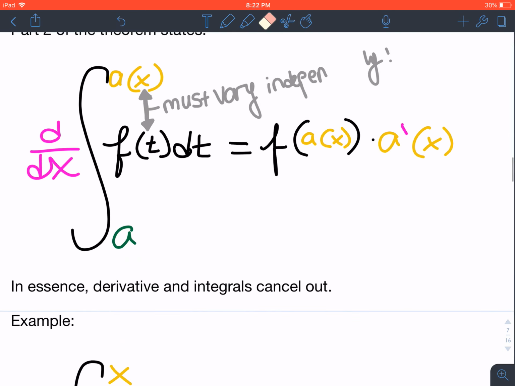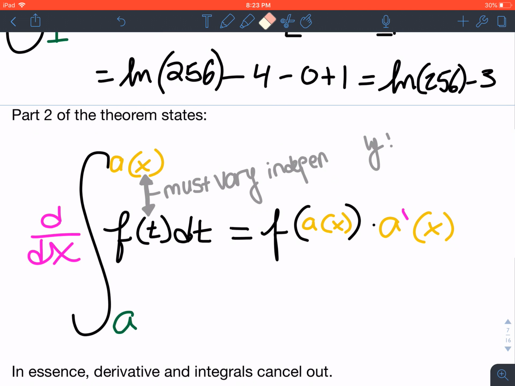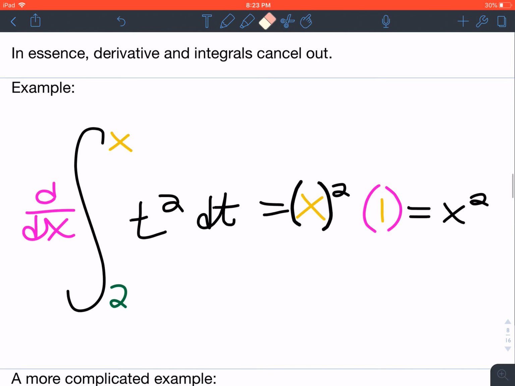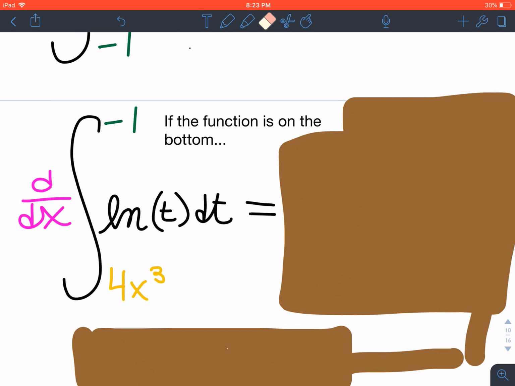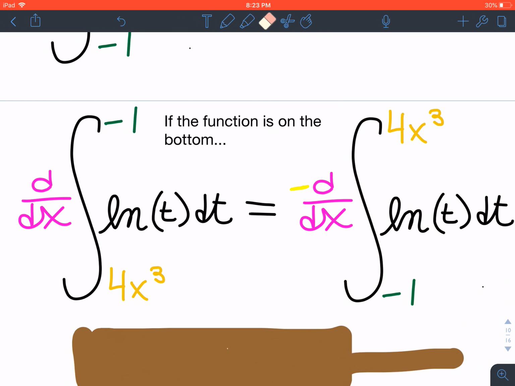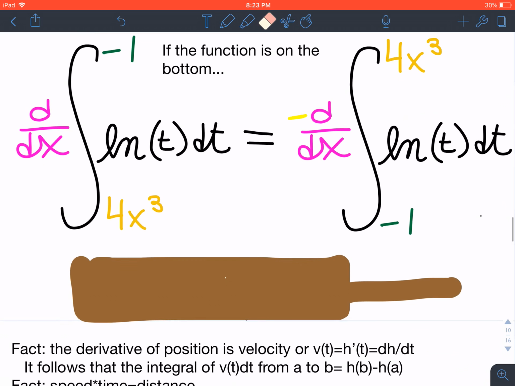Again, it is just as simple as you plug this top function into the part you're integrating, the integrand. So the f of t dt is the integrand. You plug the a of x in for t, and then multiply with the derivative of a of x. The one thing you may see is if the function's on the bottom, and that just goes back to the other property that we talked about earlier. So you have this negative sign out front when you flip it over, and then it's just the same answer but negative.